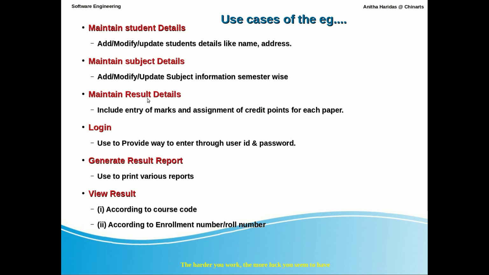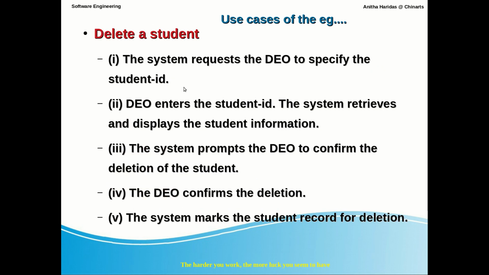So if you are going to delete a student, what are the things that you have to do in the system? The system will be requesting the data entry operator to specify the student ID. So if I want to delete a student, I have to give a student ID as a data entry operator. Then the data entry operator enters the student ID. Then the system retrieves and displays the student information. So that is what we generally do. If you want to delete a student information, provide the roll number or the register number of that particular student. That information will be retrieved from the database and it will be displayed to the data entry operator.